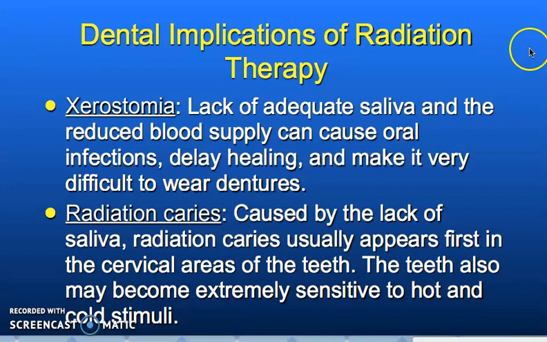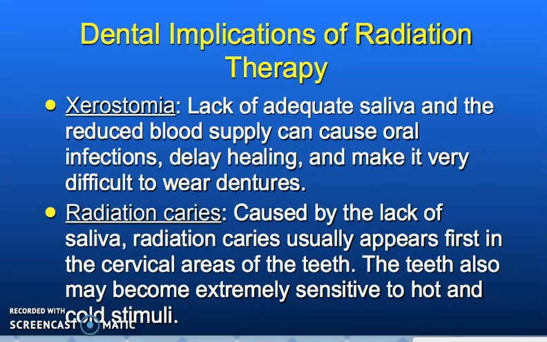So what are some dental implications of radiation should a person have some type of head, neck type cancer? You have xerostomia, and we know that is a dry mouth. So a lack of adequate saliva and the reduced blood supply can cause oral infections, delay healing, and make it very difficult to wear dentures. So a person that's going through radiation treatment, their mouth is going to be very dry.